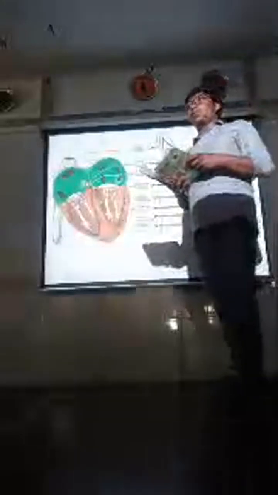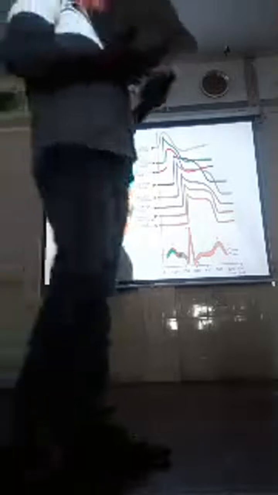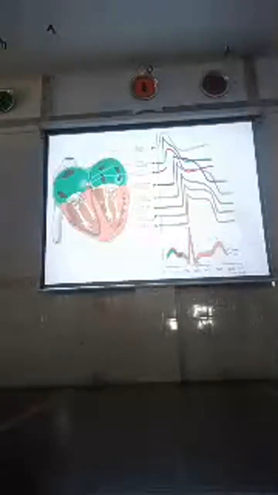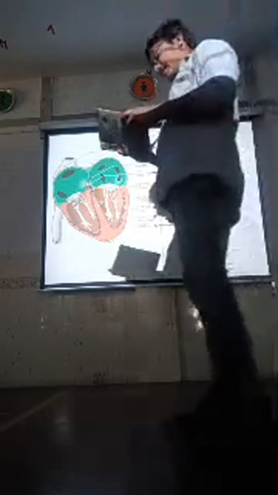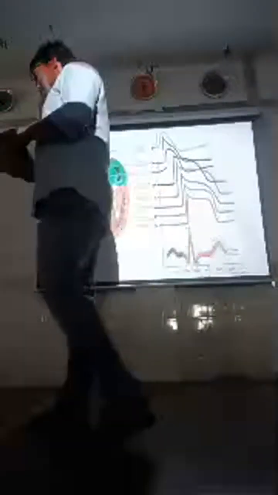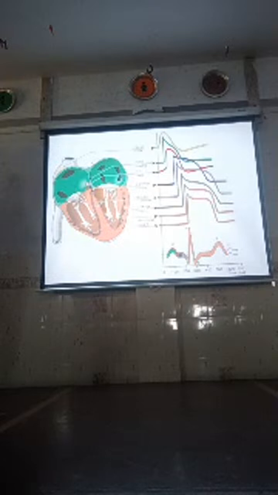Atrial diastole, what is this? This atrial diastole will last about 0.69, nothing but 0.7 seconds. How many seconds? 0.7 seconds. Now we'll see what this atrial systole is.